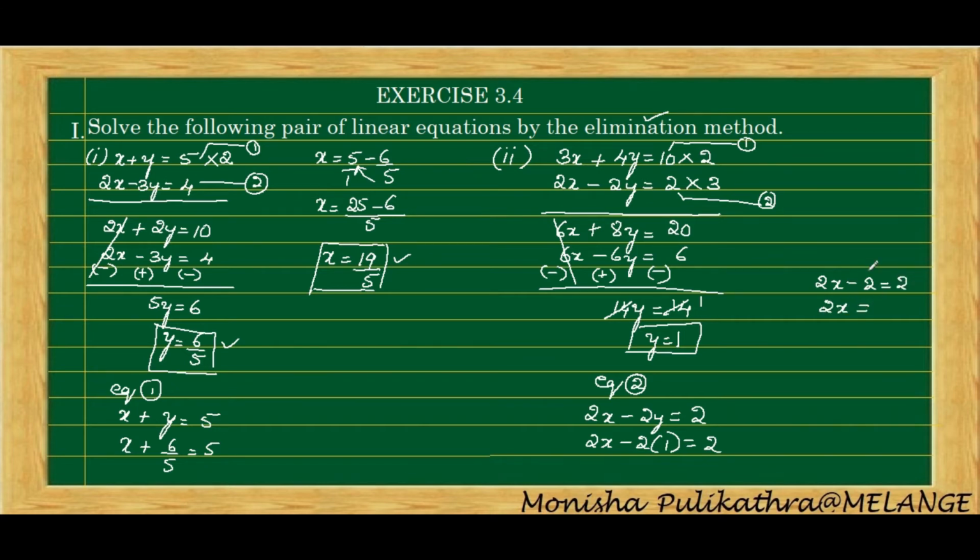2x is equal to, I am shifting this minus 2 to the right hand side, it will become plus 2. So 2x is equal to 4. X is equal to 4 by 2. So 2 ones are 2, 2 twos are 4. X is equal to 2. So the value for x is 2 and y is 1. So this is the way of solving this problem.